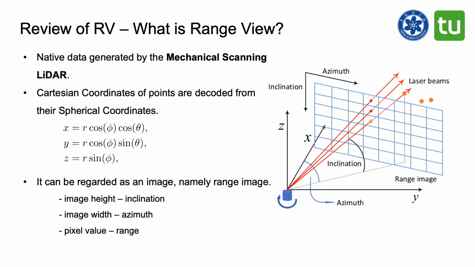This figure provides an intuitive illustration of RangeView generation. The RangeView is the native data of mechanical scanning LiDARs. For a LiDAR with m beams and n measurements per scan, the returned values from one scan are organized as a matrix with shape of m rows and n columns, called a range image.